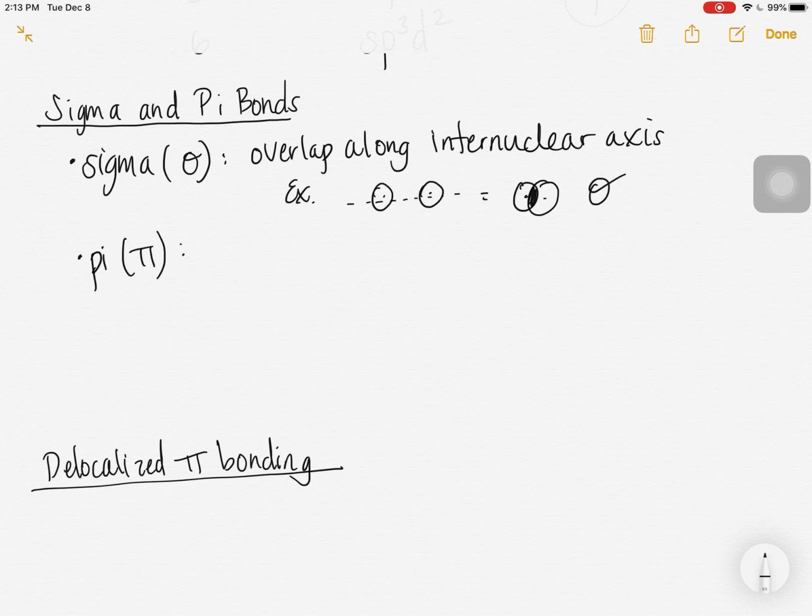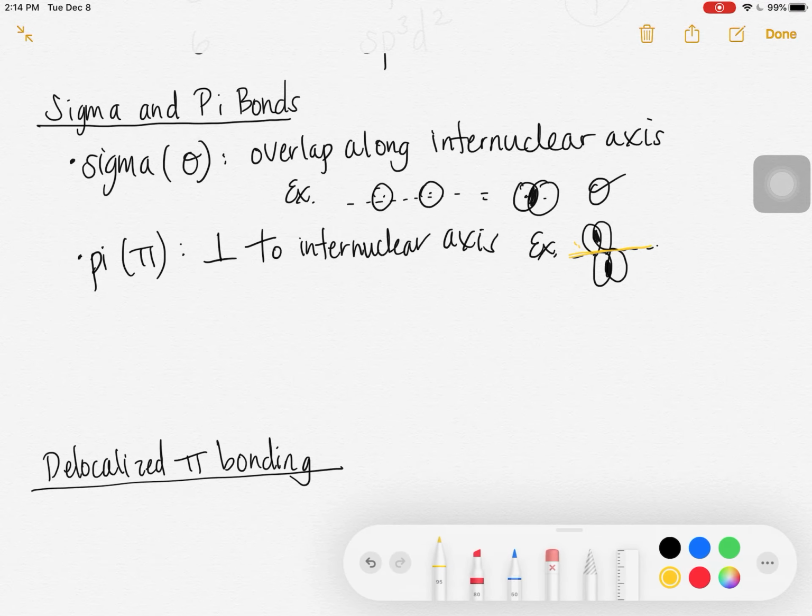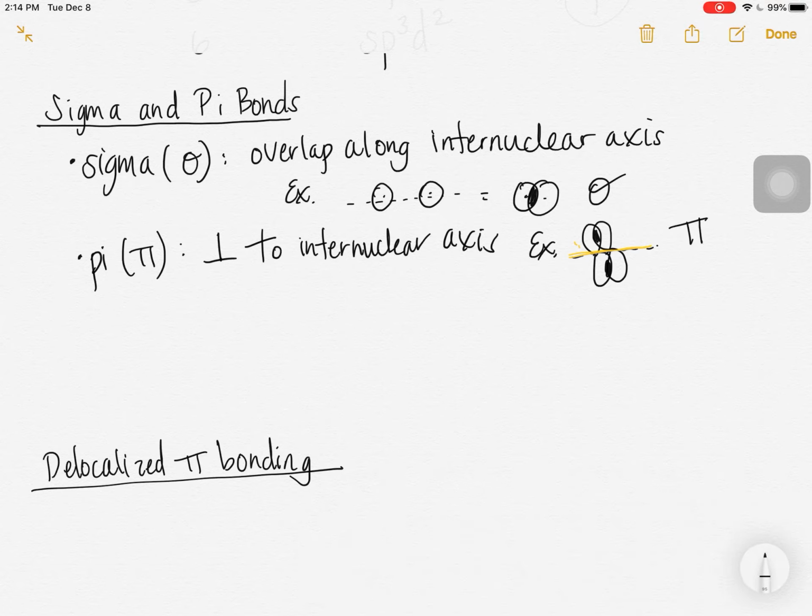That's a sigma bond. A pi bond is perpendicular to the internuclear axis, or I often say above and below. So that would be like a py and a py, because you have overlap above it and below it, but you have no overlap along that internuclear axis. See, there's no overlap right there. So that's a pi bond. Okay, and relatively speaking, if you're comparing one sigma and one pi, a sigma bond is stronger only because it's more of a direct overlap.